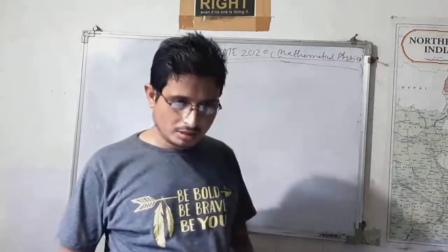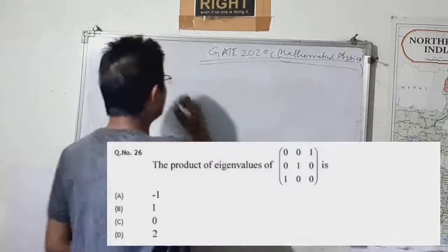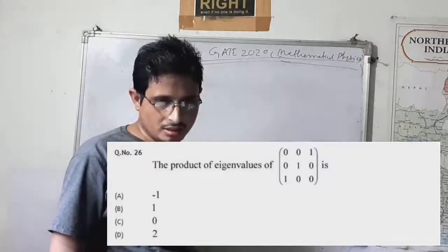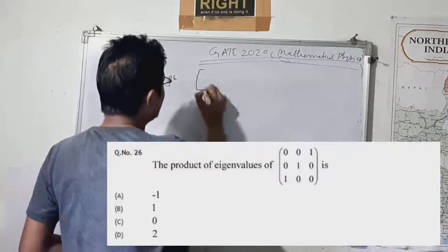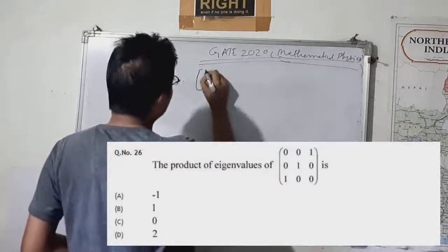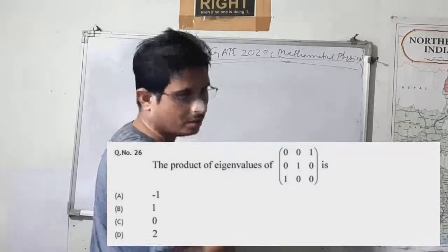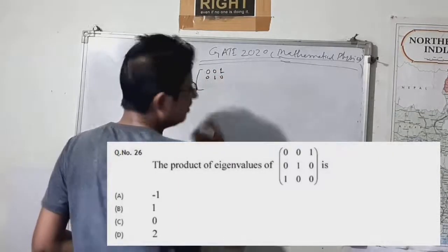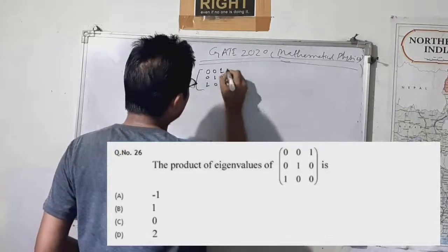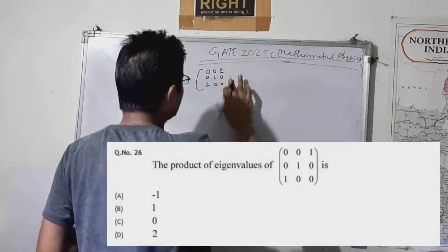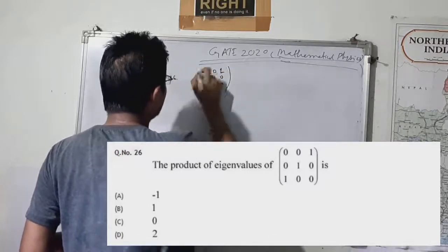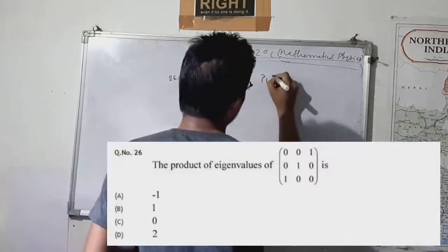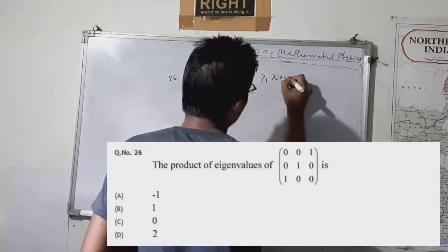Now the next question is question number 26. In 26 we need to find the product of the eigenvalues of this matrix: 0 0 1, 0 1 0, 1 0 0. So we need to find the product lambda 1 dot lambda 2 dot lambda 3.